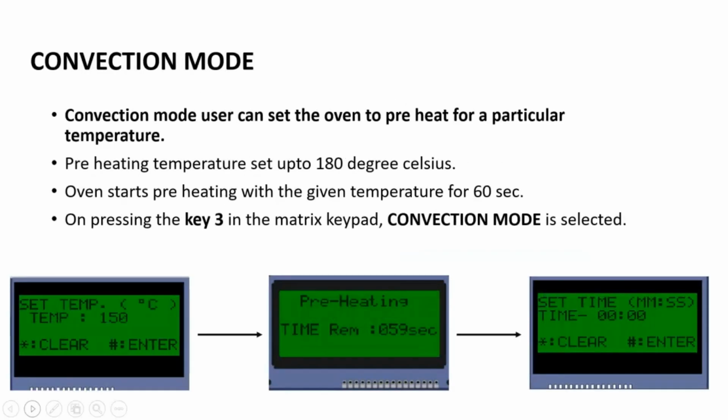Next is the convention mode. In convention mode, user can set the oven to preheat to a particular temperature. Preheating temperature can be set up to 180 degrees Celsius. Oven starts preheating with the given temperature for 60 seconds. On pressing the key 3 in the matrix keypad, convention mode is selected.